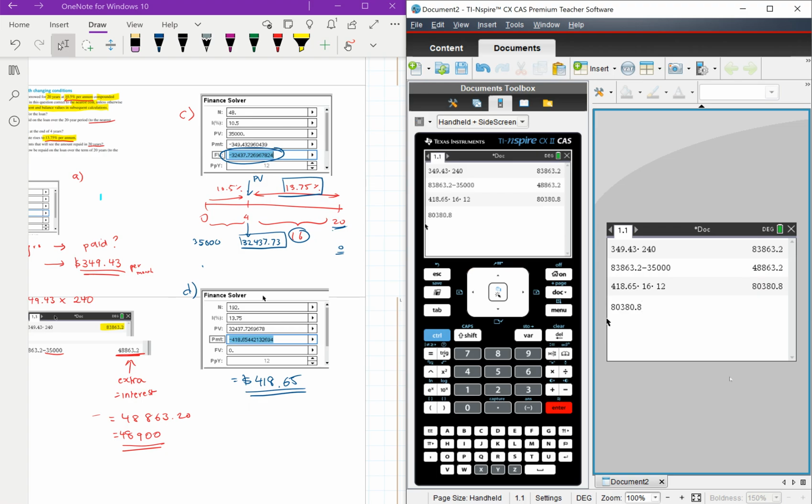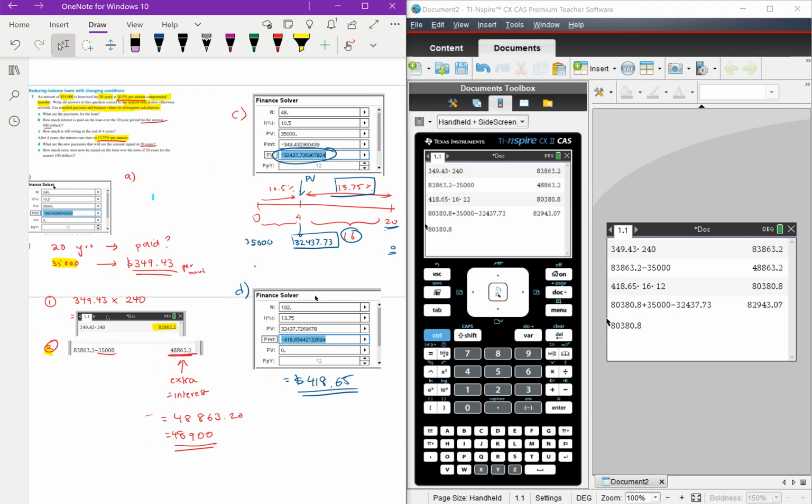But remember, that's with what you already paid. How much did you pay again? You already paid 35,000. Whoops, 35,000. Sorry, let me fix that. 35,000 minus 32,437.73. That's the 4 years, and we can see that that's the total amount that you had paid. But I think the question actually just wants you to say how much more do you need to pay to finish it off, and really the answer should be 80,380, but rounding to the nearest 100 should be then $80,400 is how much more you need to pay to finish off your term in 20 years. Okay, that's how much extra you'd need to pay. Cool?